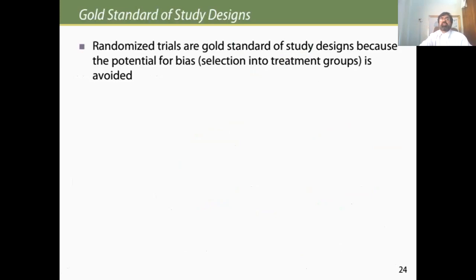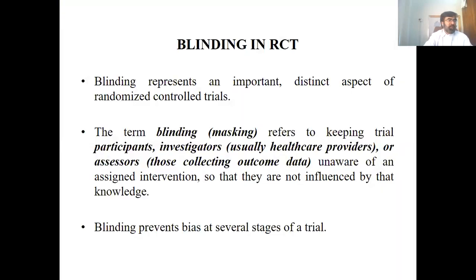Randomized trials are the gold standard for study design because the potential for bias in selection into groups is avoided. Blinding represents an important, distinct aspect of randomized control. Blinding is also called masking. It concerns whether the investigator knows, whether the participant knows, or whether the person analyzing the data knows about the research. If you blind the participant, that is a single blind; the investigator as well, double blind; and the data analyst too, that is a triple blind study.